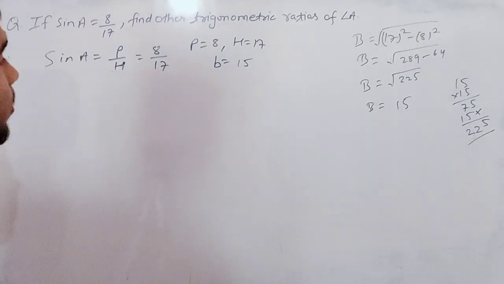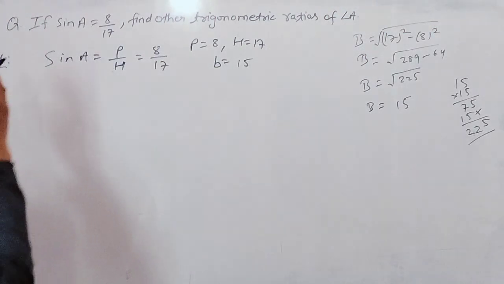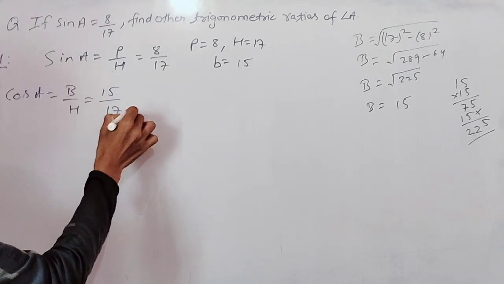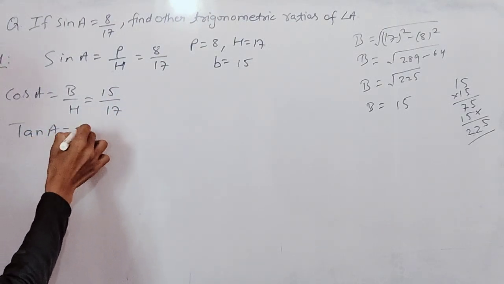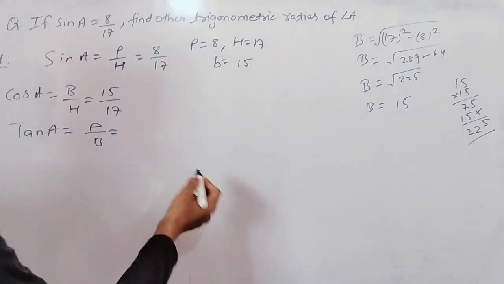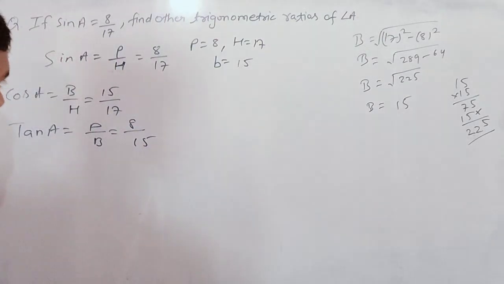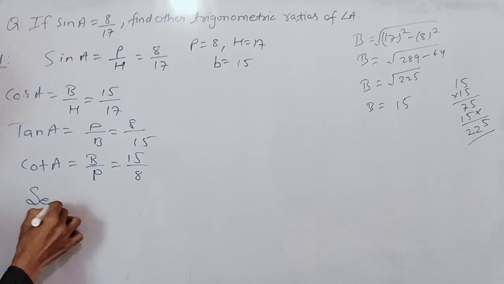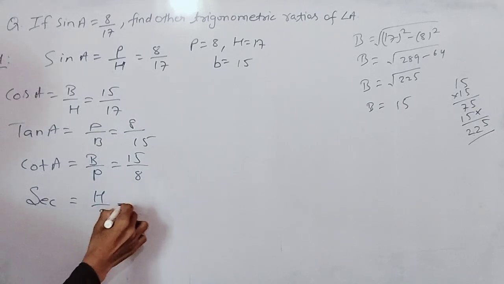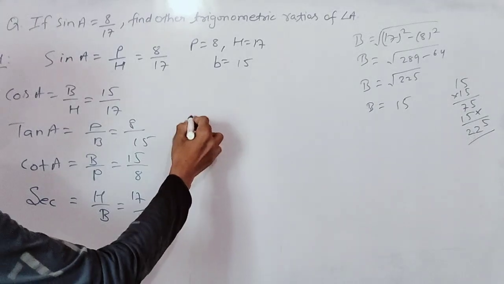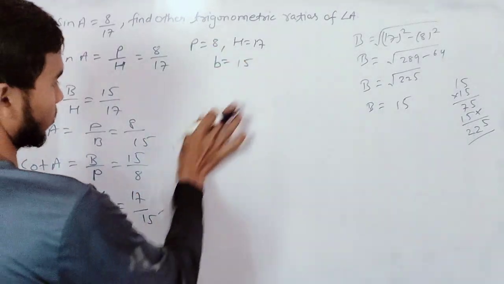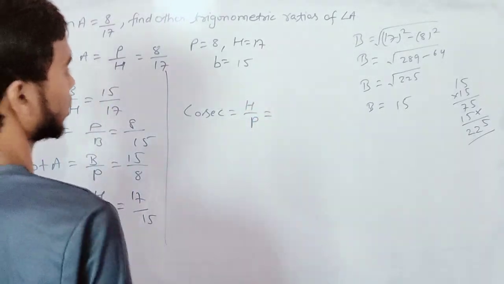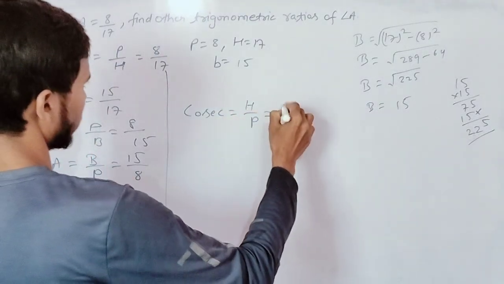We can now find the other trigonometric ratios apart from sine. So cos A, as we know, is B upon H, which is 15 upon 17. What else? Tan A is P upon B, so P is 8 and B is 15. What about cot A? Just the opposite, 15 upon 8. What about sec? Just the opposite of cos, so H is 17 and B is 15. Now what about cosec? As you know, it is just the opposite of sine, H upon P. Now H is 17 and P is 8.